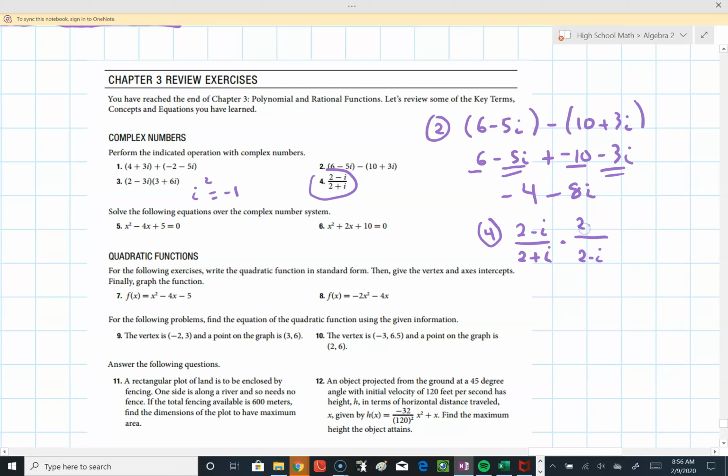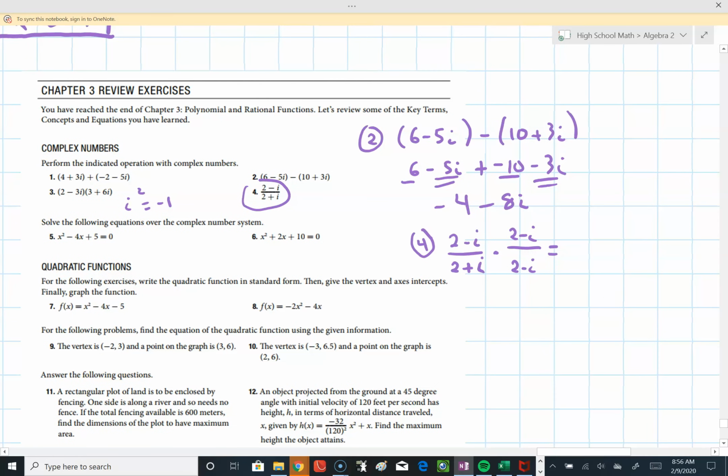Multiplying by 2 minus i in the numerator and the denominator. In the bottom, recall how we multiply a complex number times its conjugate. You just square the first number, square the coefficient of the i portion, in this case 1, and 1 squared is 1. 4 plus 1 is 5. It ends up being a plus in the middle because i times i is i squared, which is negative 1, and a negative is a positive. Multiplying 2 minus i times 2 minus i.